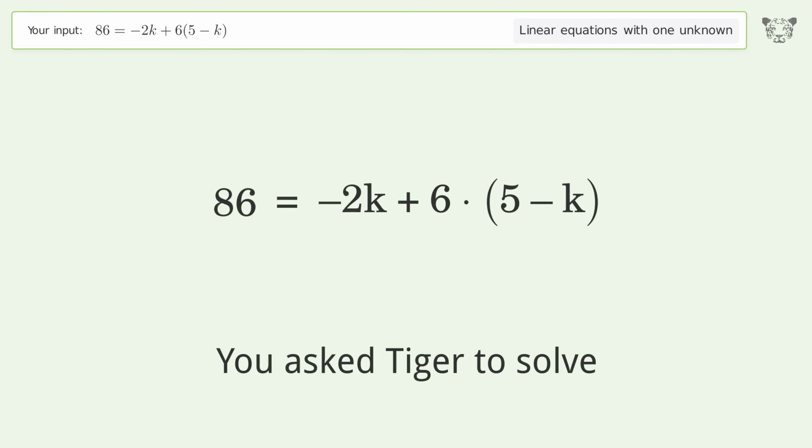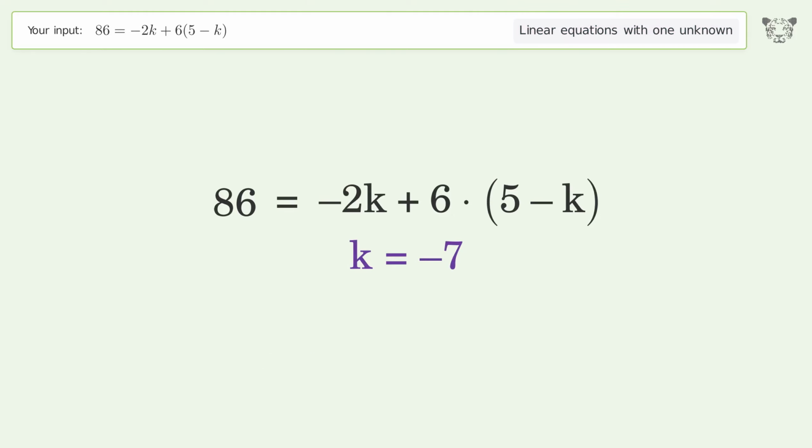You ask Tiger to solve. This deals with linear equations with one unknown. The final result is k equals -7. Let's solve it step by step.